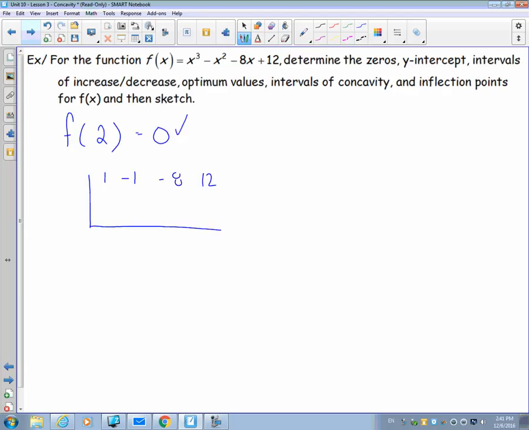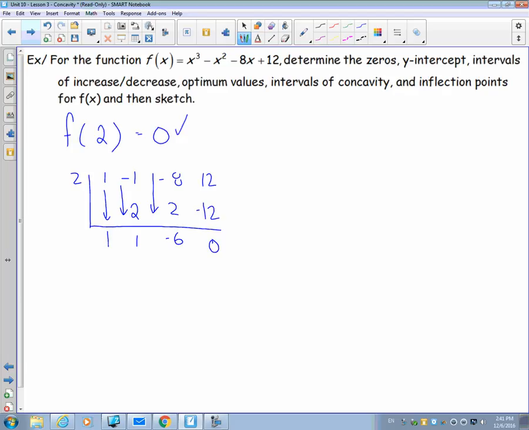Okay, take the 0 we know that works. Put it out front. We always carry down the first one, and then we multiply. 2 times 1 makes 2, and then add them together. Okay, so we're adding straight down the column. 2 times 1 makes 2, add them together. 2 times negative 6 makes negative 12, add them together, we get 0.